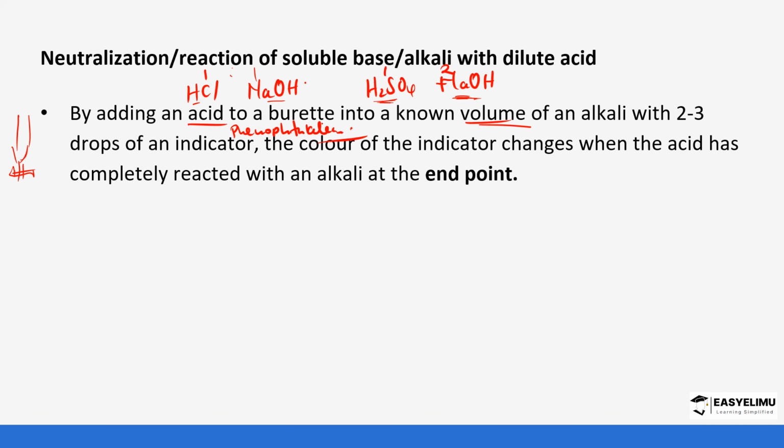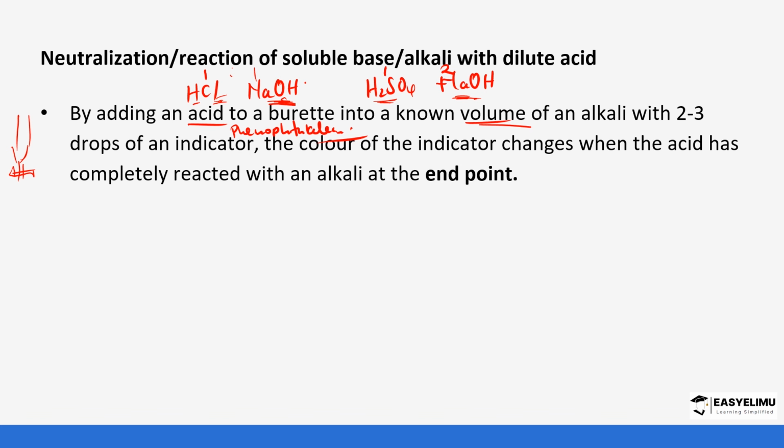So if, for example, you add 2 to 3 drops of phenolphthalein in a beaker containing the base or the acid, either way, remember the color is going to change depending on what you're going to get. We're going to start with a pink color. As we add the acid, slowly, the reaction is going to happen. At some point, that pink color is going to disappear completely. When it does so, it means that our reaction is complete.